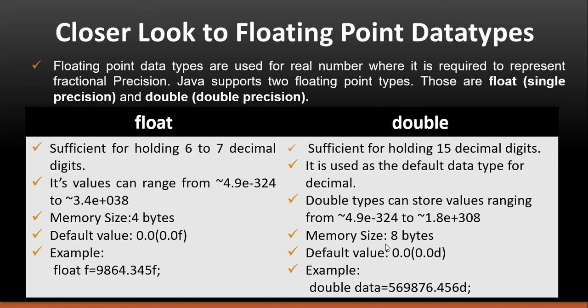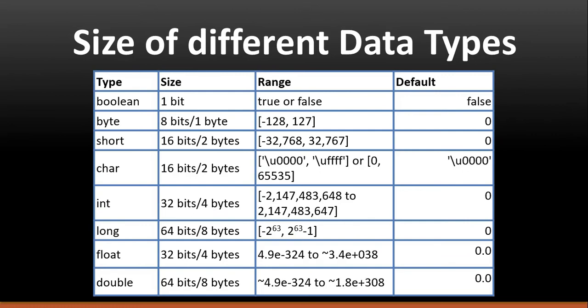Double occupies 8 bytes of memory and the default value for double is 0.0, and you can omit d, or if you want you can suffix d also. The example for double is, I have taken one variable and then here I am suffixing d. It is optional. You can omit d from double but you cannot omit f from float.